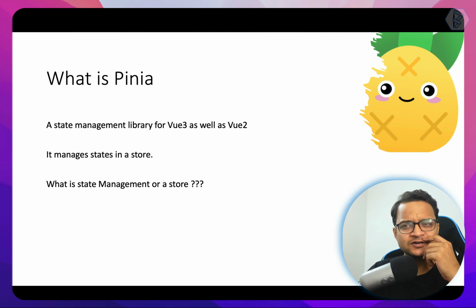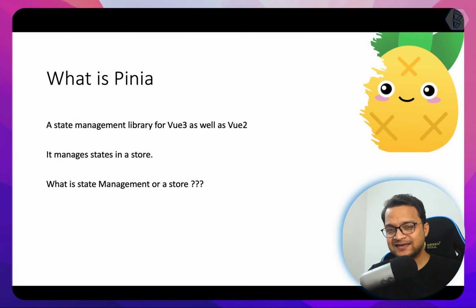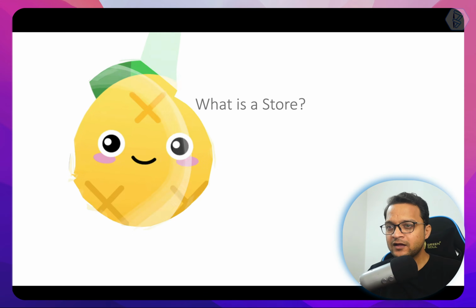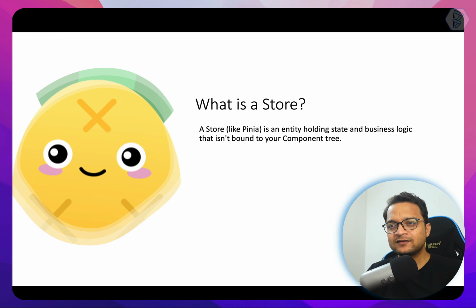But the question comes, what is state management, or I can say what is a store? Let's first understand this. So what is a store? A store like Pinia, you can also have Vuex or many more. So a store is an entity holding the state and business logic that is not bound to your component tree. Seems complicated. Let me just simplify this.